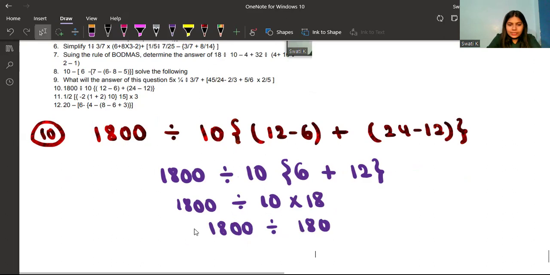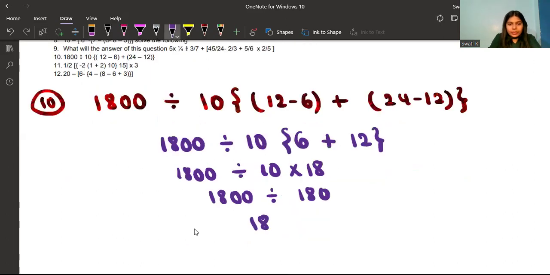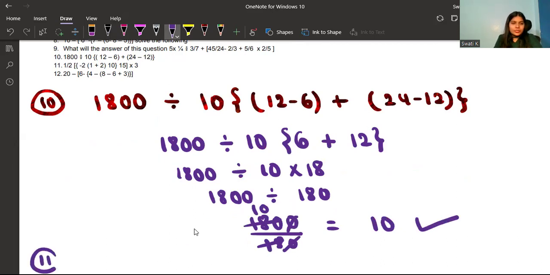So this is very simple now. You just have to write down 1800 divided by 180. So 0 and 0 will get cancelled. So 18 times 10 is 180, which is 10. So 10 is the answer. We are done with that. Let's go to question number 11.